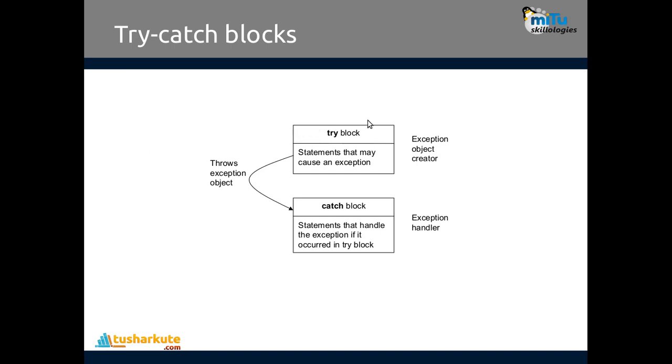Try. So we are going to create the first block, try. In this try block, we have to write the statement that may cause an exception. This is what we call the exception object creator. When an exception occurs in the try block, this exception will be thrown out of the block, and there is a connected block called catch. This catch block can catch the exception and perform operations upon catching it. These are statements that handle the exceptions if they occurred in the try block. This is called the exception handler.